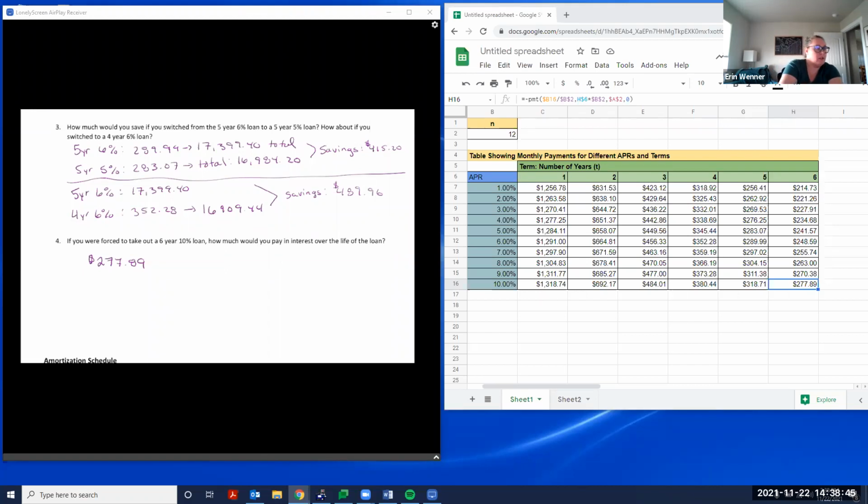So remember, for calculating over the life of the loan, we're taking this amount, we're multiplying it by 12, and we're multiplying it by 6. This is a 6-year loan, right? Which is going to give us a total of $20,008.08. So how much do we pay in interest? Well, that's the difference between what we pay total and how much we borrowed to begin with, which is a total of $5,008.80.